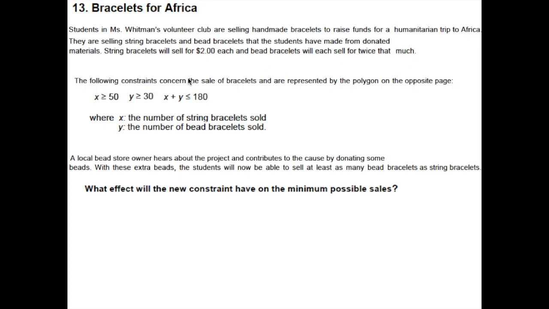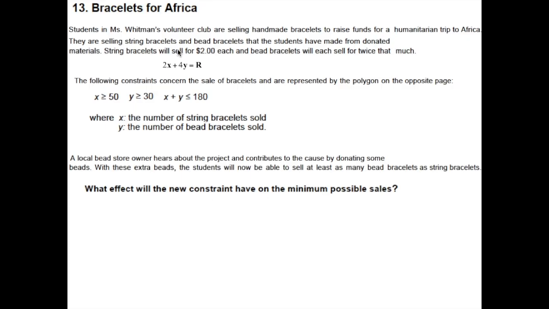The following constraints concern the sale of bracelets and are represented by the polygon on the opposite page. X is greater than or equal to 50, Y is greater than or equal to 30, X plus Y is less than or equal to 180, where X is the number of string bracelets sold and Y is the number of bead bracelets sold. A local bead store owner hears about the project and contributes to the cause by donating some beads. With these extra beads, the students will now be able to sell at least as many bead bracelets as string bracelets. What effect will the new constraint have on the minimum possible sales?